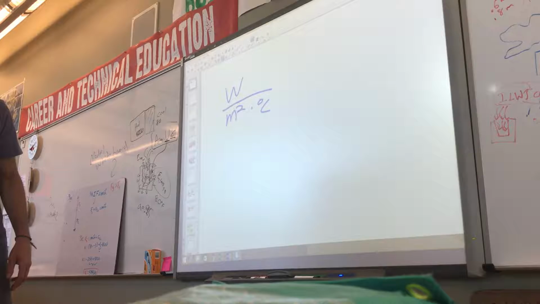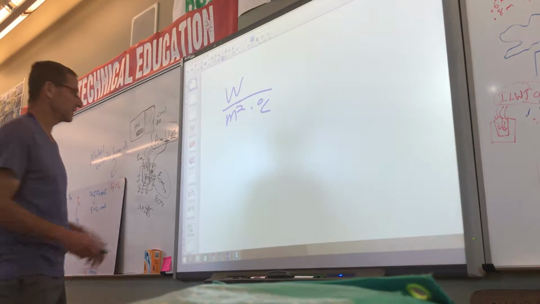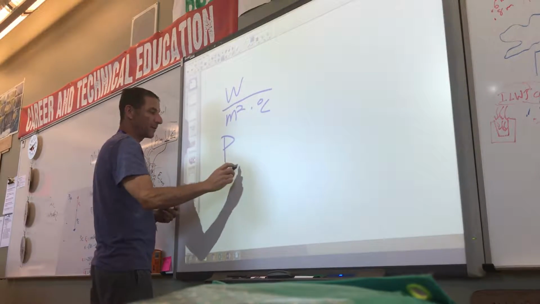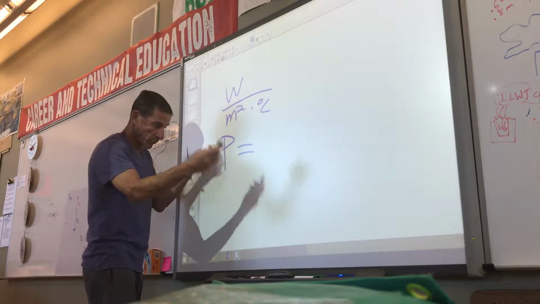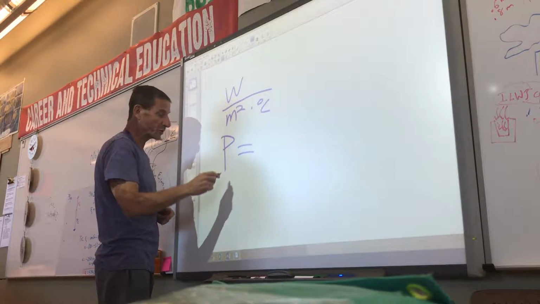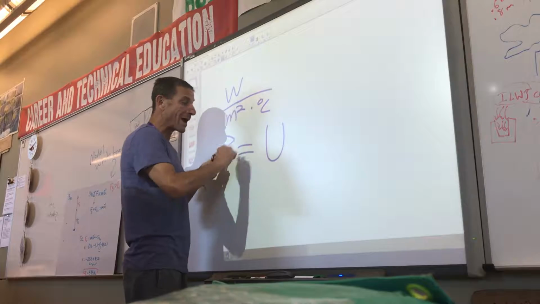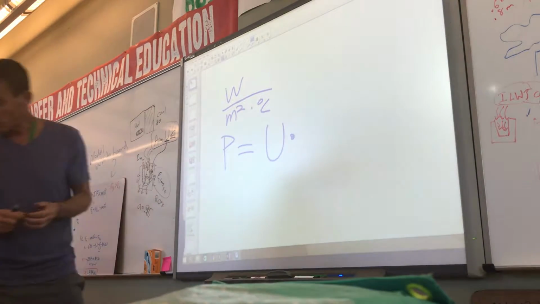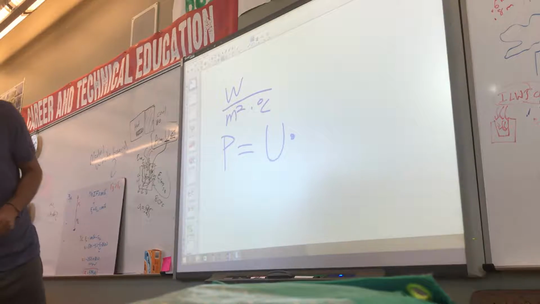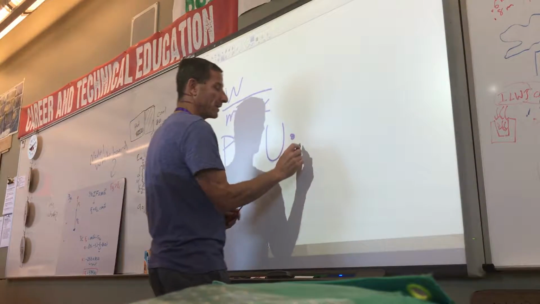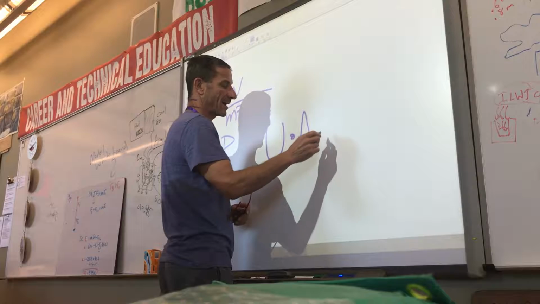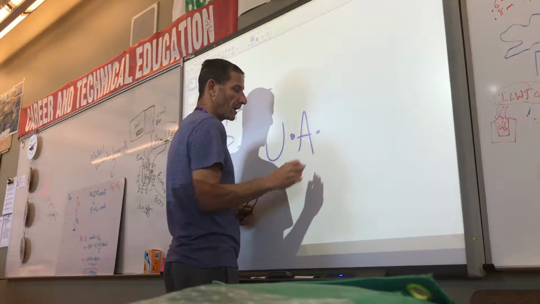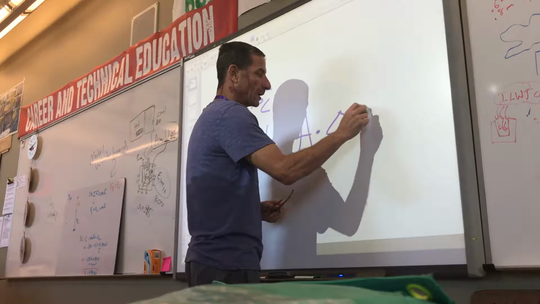P is equal to U A delta T. So the amount of power through something, in this case out, but through something, is directly proportional to the heat transfer coefficient, directly proportional to the area. What's the heat flow? We didn't talk about that, actually. And then the temperature, delta T.